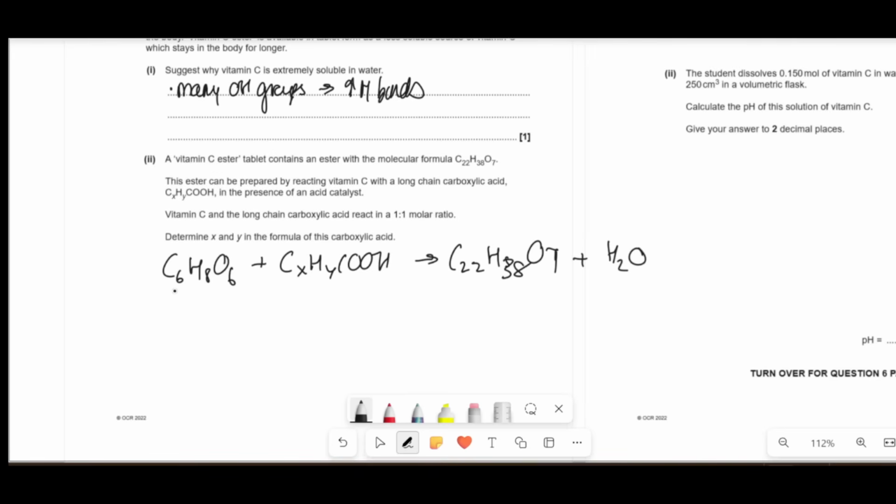So off the bat, you can see that it's reacting with a long-chain carboxylic acid in a 1-to-1 ratio. That means if that's C22 and we started with C6, we've got CX and another carbon here. So 22 minus 6 is going to equal CX plus the other carbon there, 1. So 22 minus 6 is 16, which equals CX plus 1. So CX is going to be 15. So the X, we already know, is 15. Well done. Woohoo. Now we need to figure out what the H is.